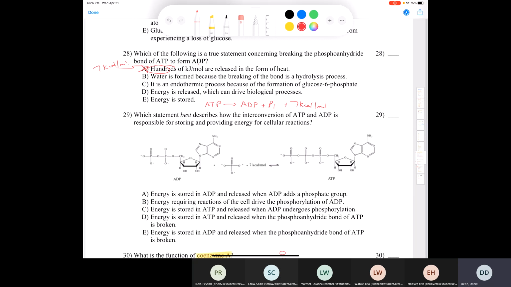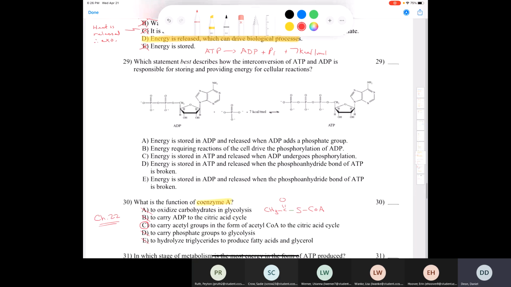What's next? Water is formed because the breaking of the bond is a hydrolysis process. No, we don't form water. It is an endothermic reaction. No, it's an exothermic reaction because we release heat. Okay, so heat is released, therefore exothermic. Energy is released, which can drive biological processes like the phosphorylation of glucose. Absolutely. And energy is stored. No, we're actually costing energy when we use ATP to form ADP and release energy.